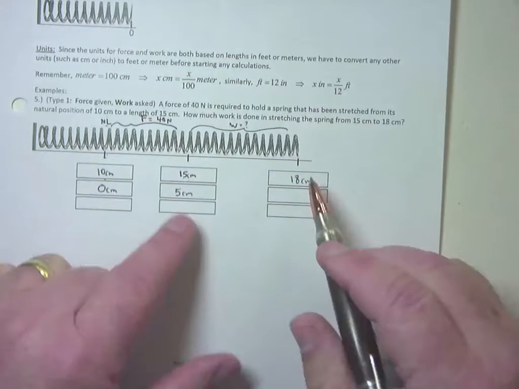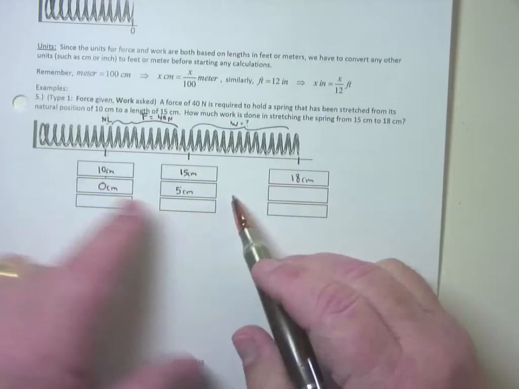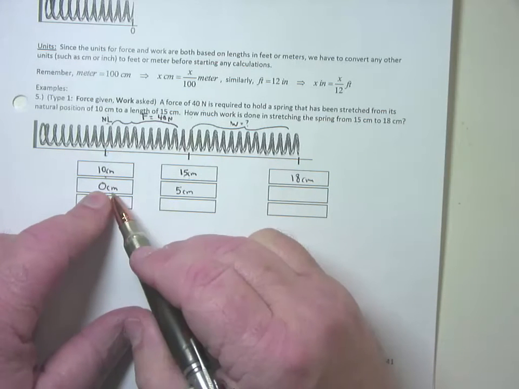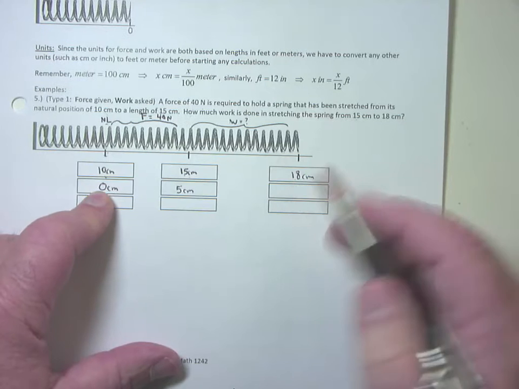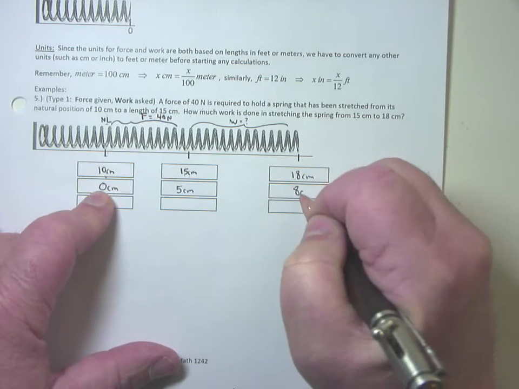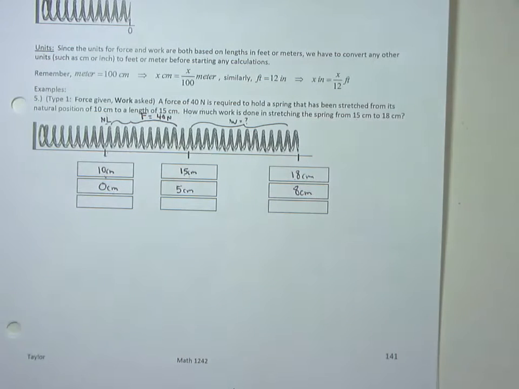And while we're at it, if you're talking about 10 centimeters is equivalent to 0 centimeters, what does that make 18 centimeters really equivalent to? You actually stretch it out 8 centimeters. But you got a problem. Look at your units. They're in centimeters. That's bad. Because we're in the metric system, the standard unit of length is the meter. So we got to convert.